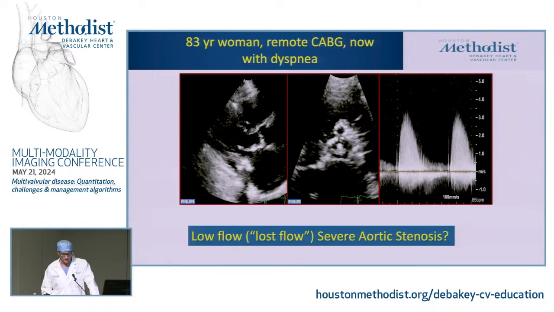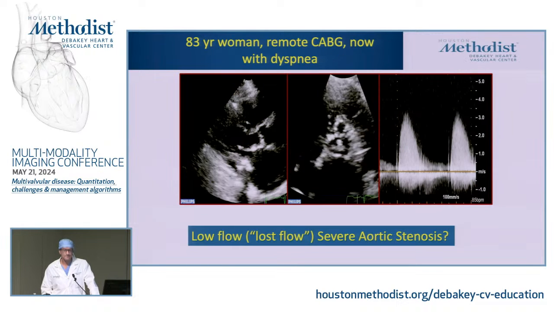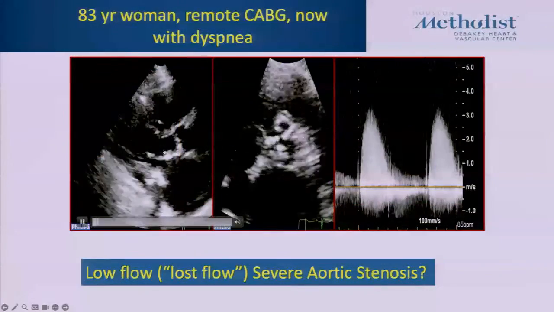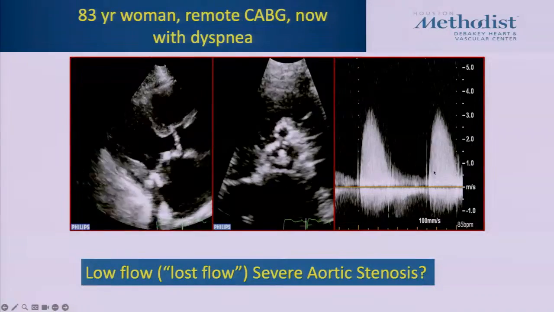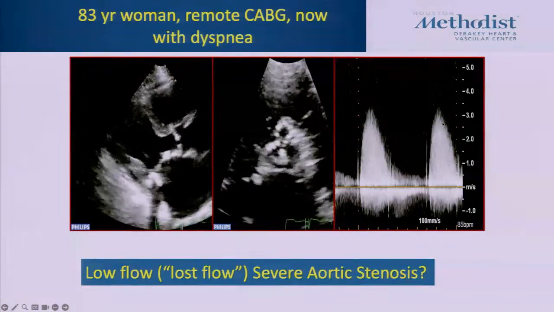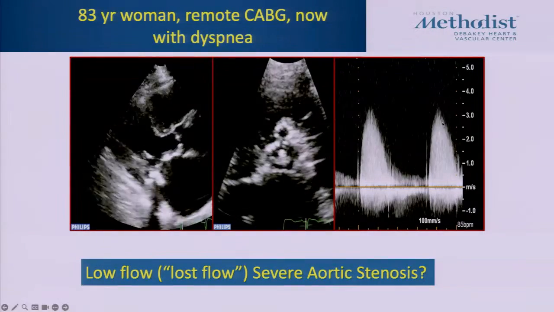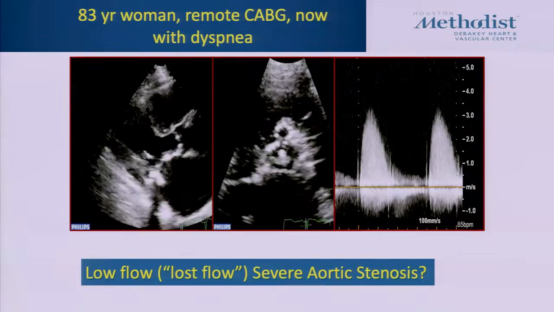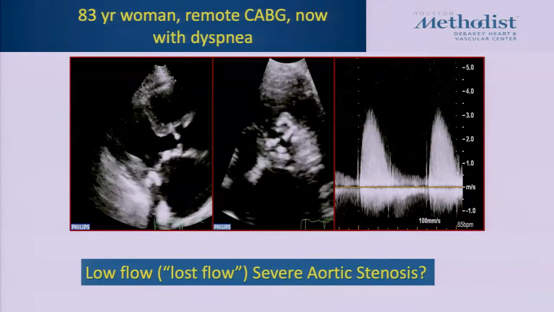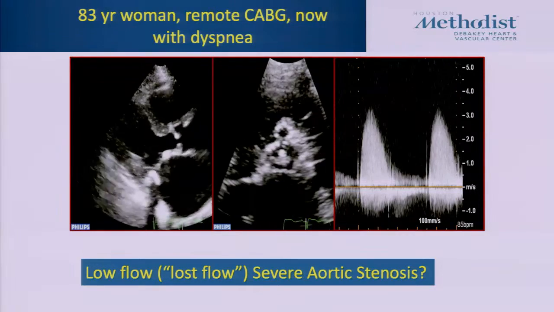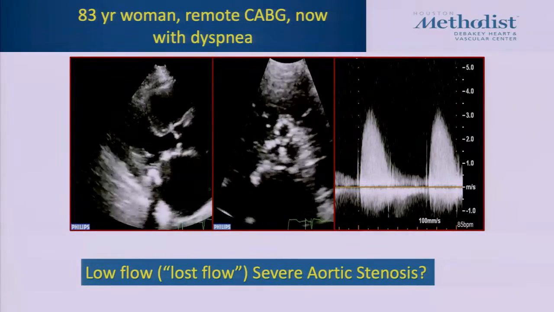The challenge is she's also got an aortic valve that looks like this. So she's got a thick calcific aortic valve. She's got this CW across the aortic valve. Now here's the challenge. This is that low flow scenario. She's putting a lot of flow backwards. The EF is basically normal. She's got kind of an early peaking AS jet. It's only 3 meters per second, with an LV of normal size. Does this mean she does not have severe stenosis?